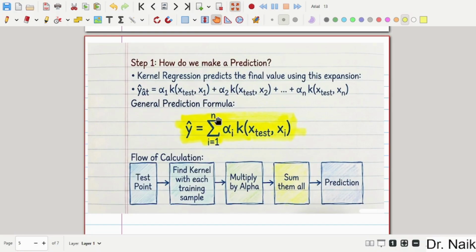How do we make a prediction then? Kernel regression predicts the final value using this expression: y hat is equal to the summation, where i ranges from 1 to n, of alpha i times k of x test comma xi. That is, y hat is equal to alpha 1 into k of x test comma x1, plus alpha 2 into k of x test comma x2, and this goes on until alpha n multiplied by k of x test comma xn. So the flow of calculation is: first find the kernel with each training sample, then multiply that kernel with the alpha, then sum all of them, and that gives us the prediction, y hat.